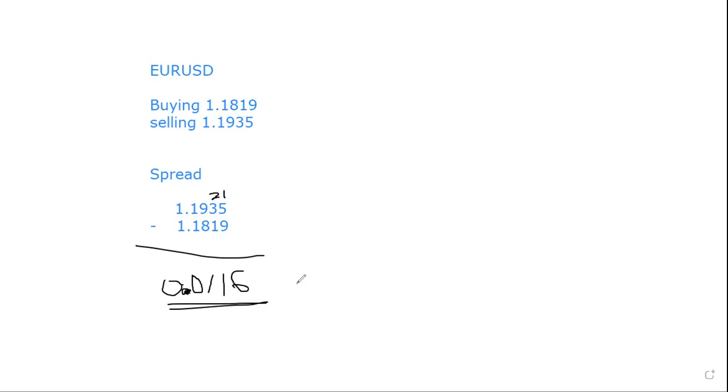Pips is just point in percentage. So for this currency, like the euro USD, its value is 1 over 10,000. The simplest way to do this is to use this format: you divide this by 10,000. When you divide, you see it will eliminate the 4 decimal places.